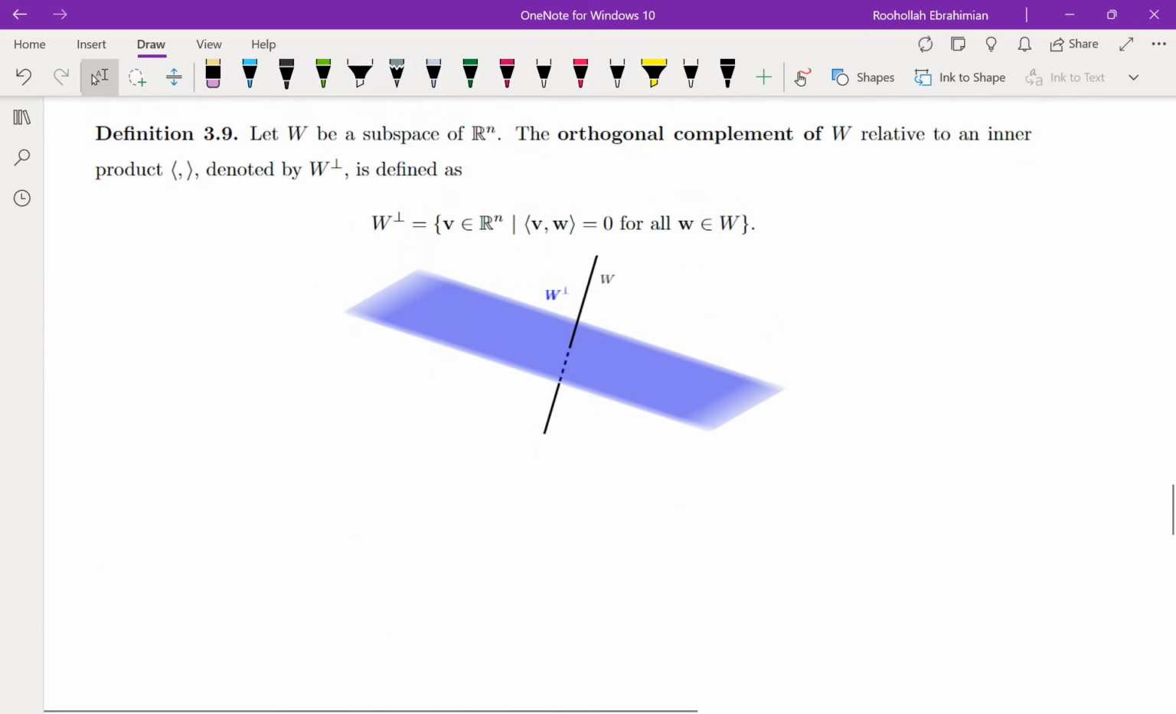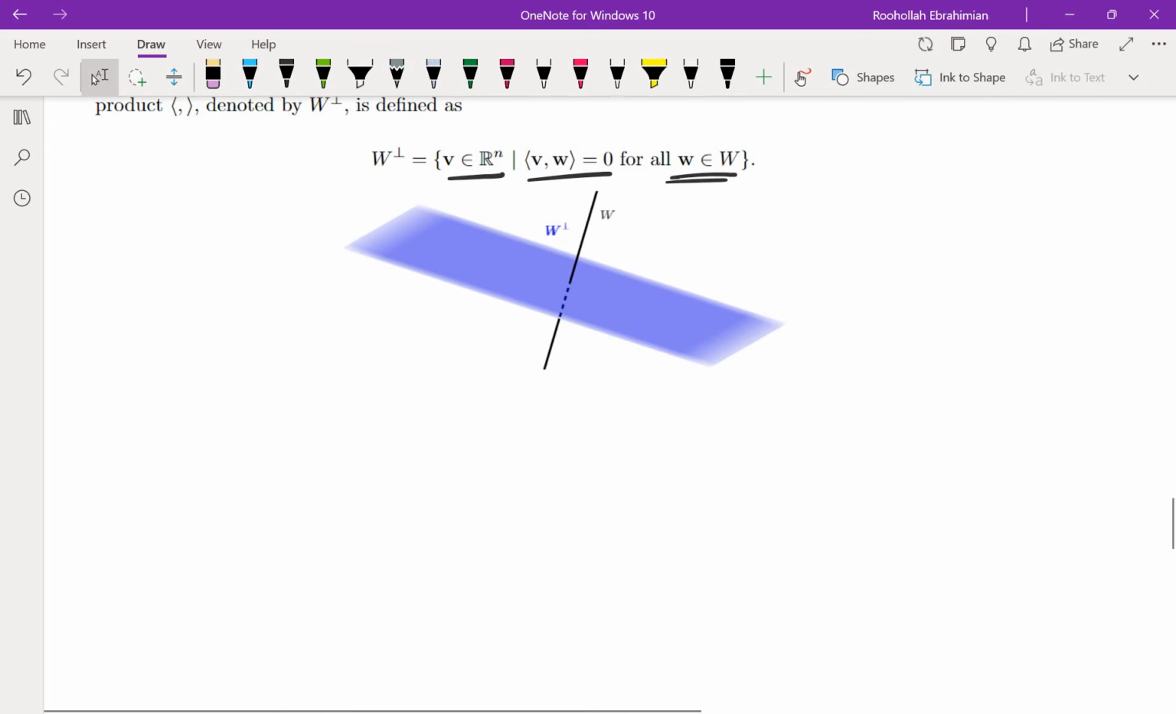Okay, so next topic we're going to talk about is orthogonal complement. Given a subspace W, the orthogonal complement of W relative to an inner product is denoted by W perp, and it's defined by all of the vectors that are orthogonal to vectors of W. What does that mean? It means all of the vectors V in Rn such that the inner product of V and w is 0 for all w in W.